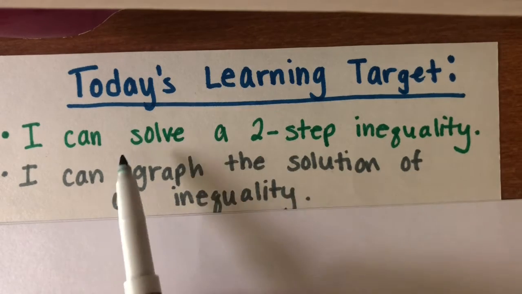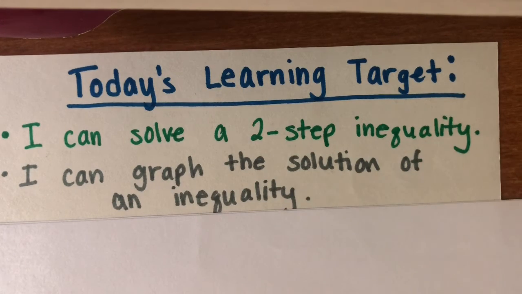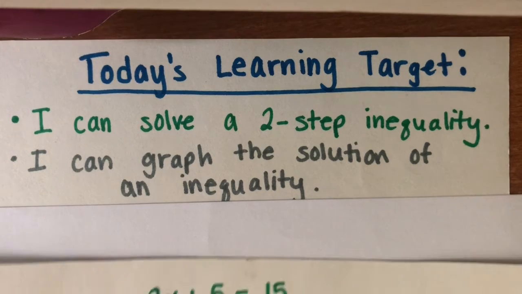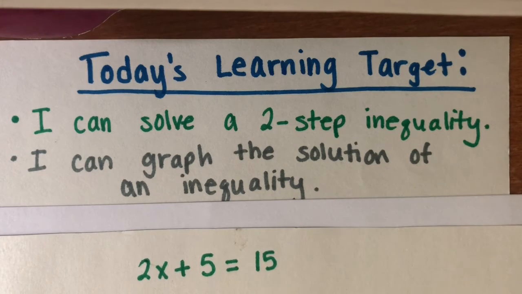So when I think about solving a two-step inequality, it's kind of the same thing as solving a two-step equation, which we've done before. So if I have a two-step equation like 2x plus 5 equals 15, I know that I need to follow inverse operations to isolate the variable and get my solution. Okay, so we're going to go ahead and follow the same steps for inequalities. We just need to realize that instead of this equal sign, we have an inequality sign.